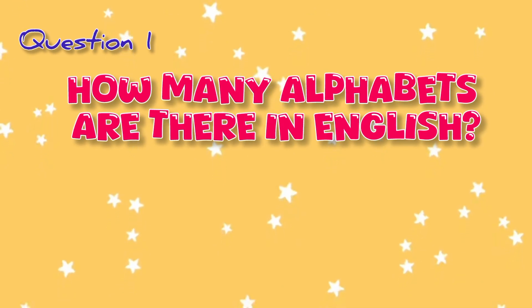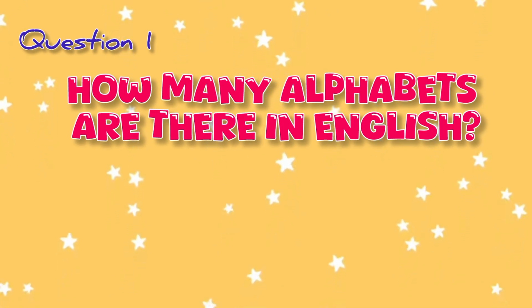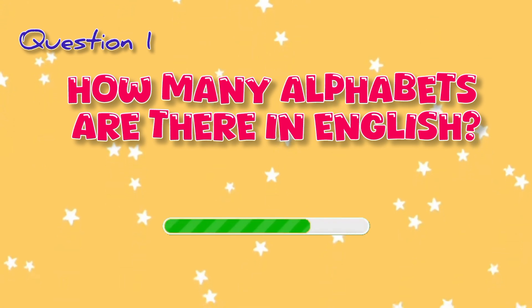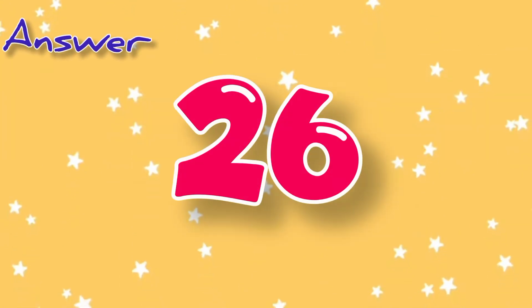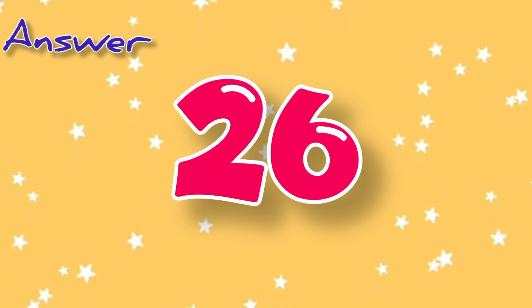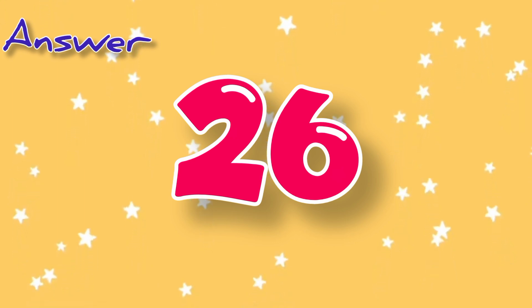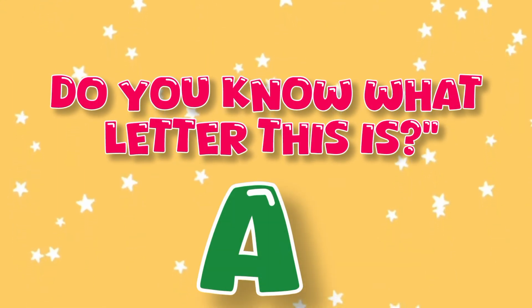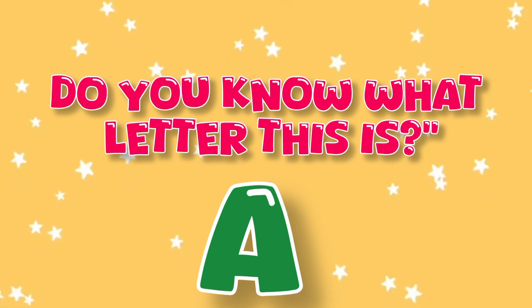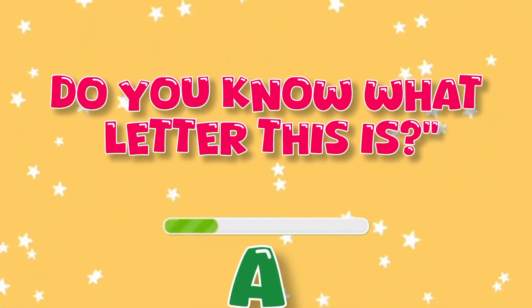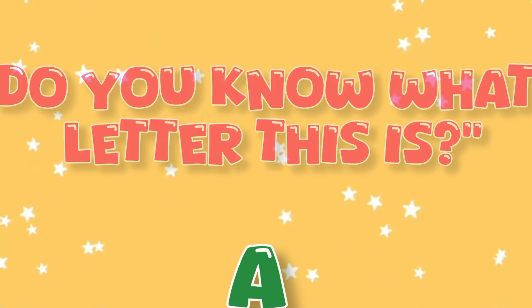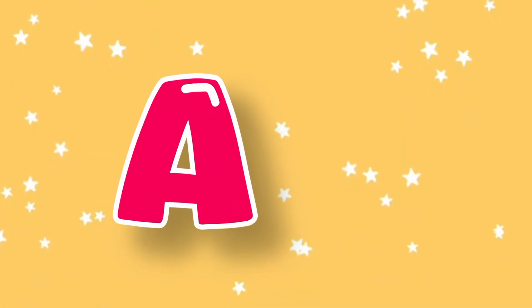First question, how many alphabetic letters are there in English? The correct answer is 26. Do you know what letter this is? The correct answer is A.